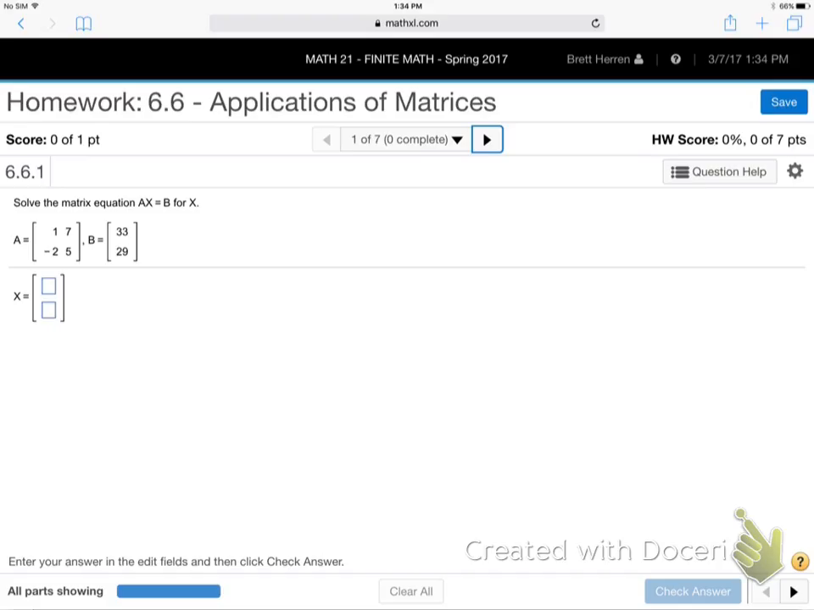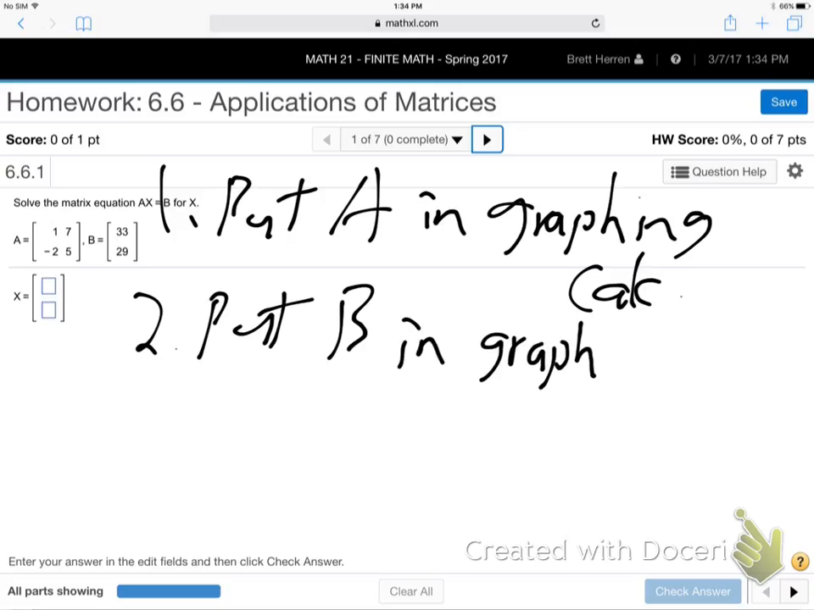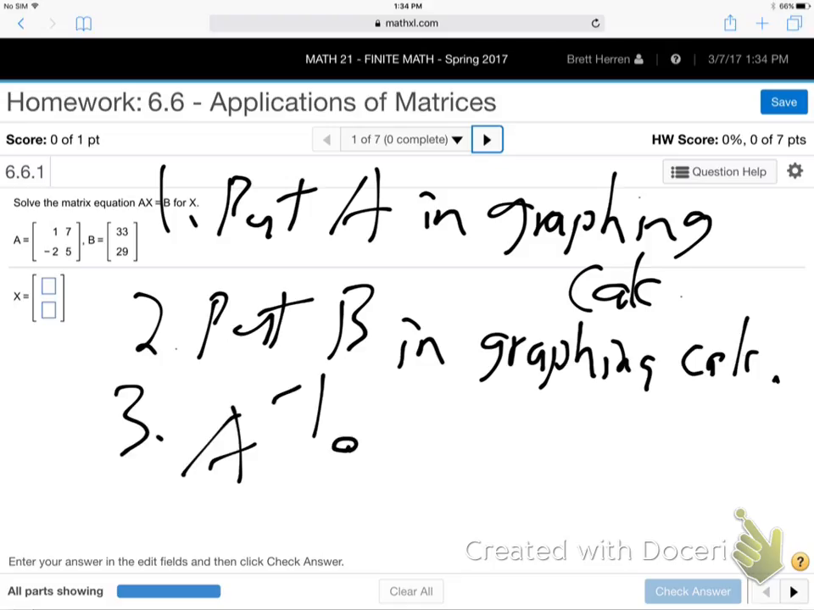All right, so step one, put A in your graphing calculator. Sorry, my Apple Pen is broken for some reason. I'm writing with my finger, so hopefully it'll be legible. Put A in your graphing calculator, and then also put B in the graphing calculator. Then take A inverse times B, and that'll be your answer. A inverse times B. That's a times there in the middle. Hit equals, and that'll be your answer. It's as simple as that.